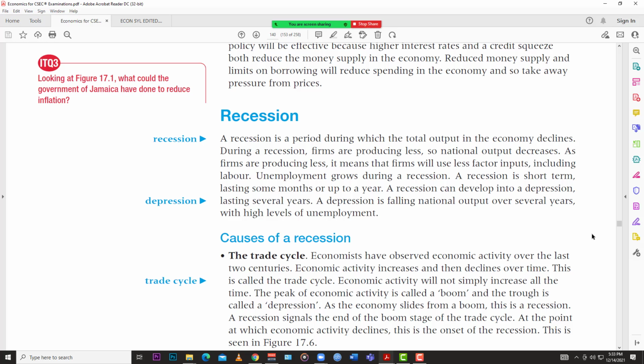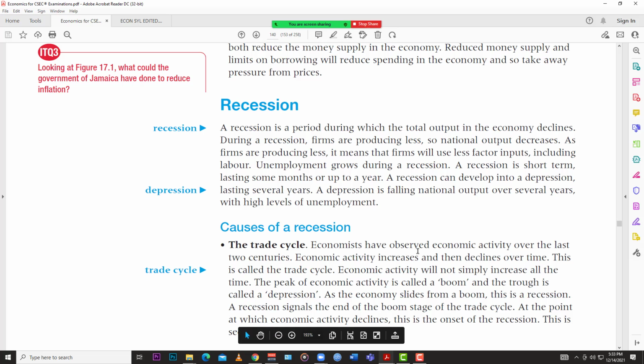What causes a recession? So the trade cycle. Economists have observed economic activities over the last 2 centuries. Economic activity increases and then declines over time. This is called the trade cycle. Economic activity will not simply increase all the time. The peak of the activity is called a boom. The trough is called a depression. As the economy slides from boom, this is a recession. A recession signals the end of the boom stage of the trade cycle. At this point at which the economic activity declines, this is the onset of the recession.